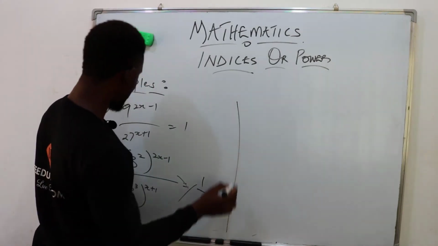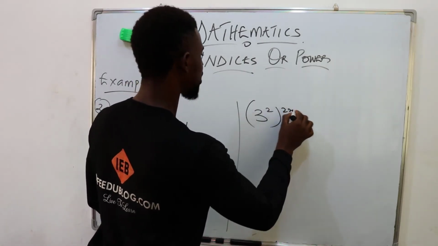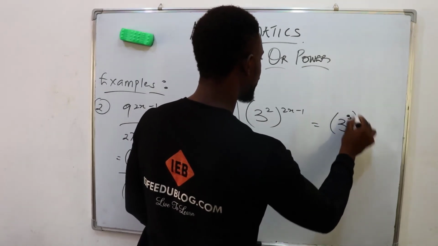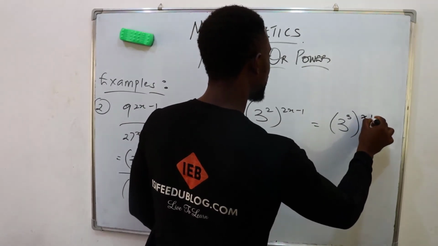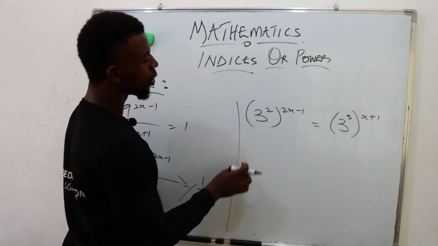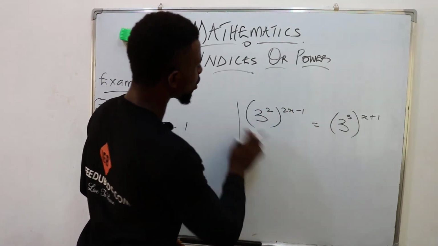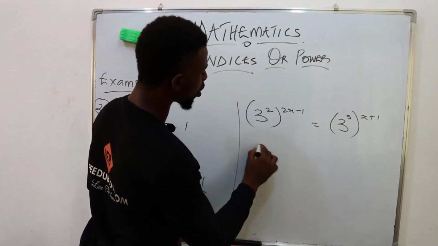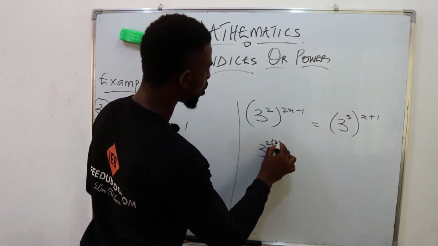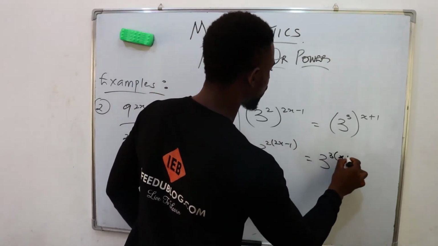So from here we'll now have that 3 raised to the power 2, all raised to the power 2x minus 1, is equal to 3 raised to the power 3, all raised to the power of x plus 1. Alright? Now from this, we'll need to apply our power law. This is a power, this is a power. So our power law tells us that this is equal to 3 raised to the power, this times this. So we'll have 2 brackets 2x minus 1, equal to 3 raised to the power 3 brackets x plus 1.